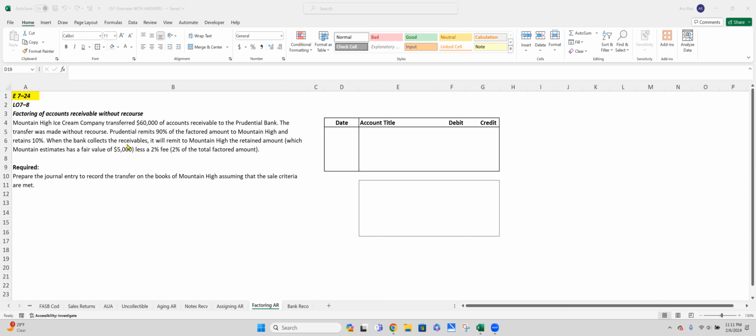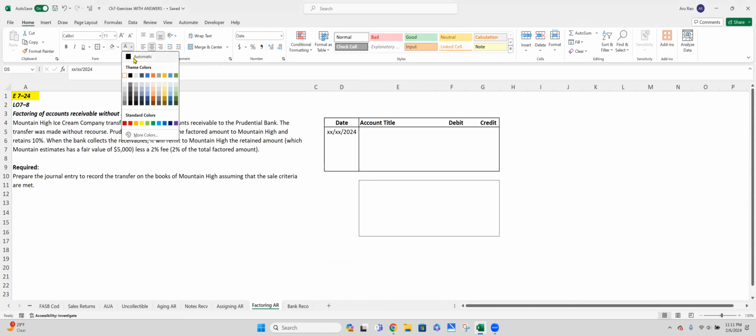When the bank collects the receivables, it will remit the retained amount, which Mountain High estimates to have only a fair value of $5,000, but they're also going to charge a 2% fee. And that 2% is going to be on the factored amount, that's the 60,000, not the 10% that's being retained. So let's take a look at how we'll do the journal entry.